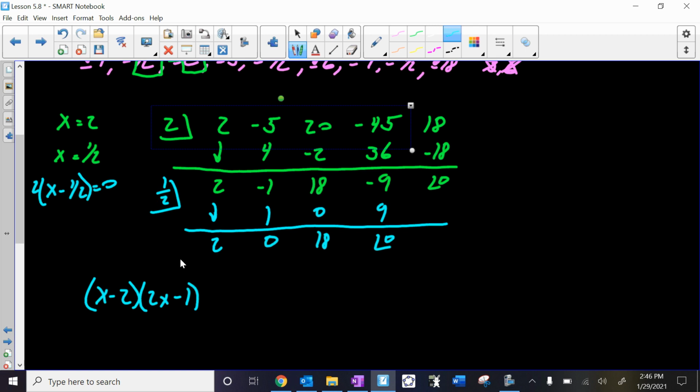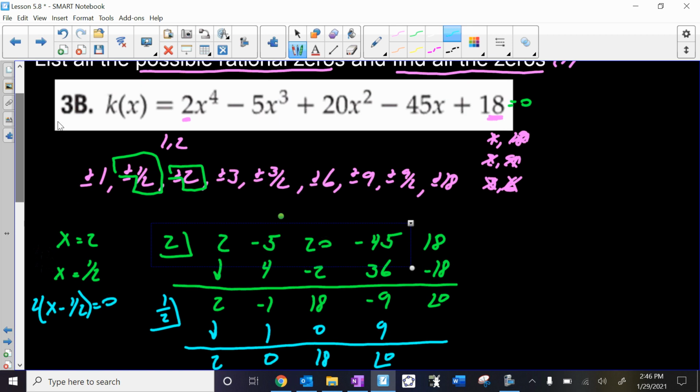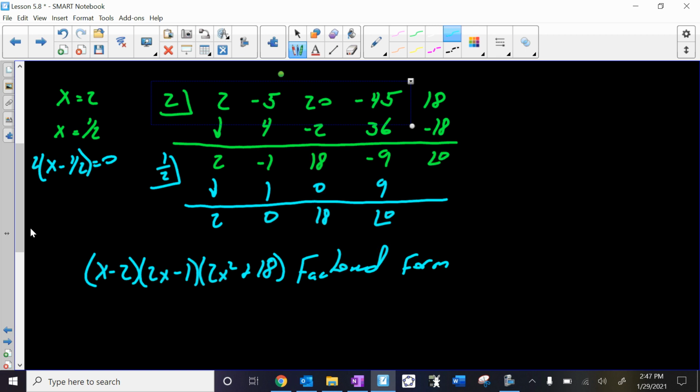And then after we pulled out those 2 factors from our synthetic division, we were left with 2x squared plus 18. This is known as the factored form of the polynomial. Standard form is what we started with, way up here at the top. This up here is standard form. We just rewrote the polynomial in factored form, which helps us find all the zeros. The first two, we already found from our rational zero theorem. But now we've got to find the zeros from this last portion here, 2x squared plus 18.